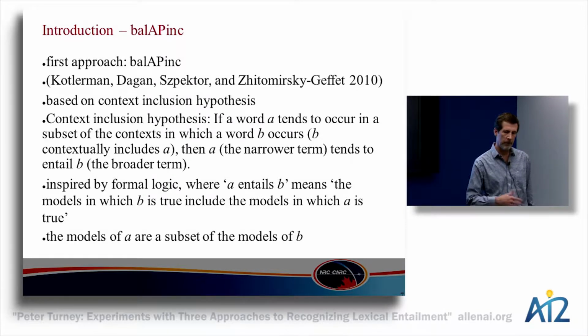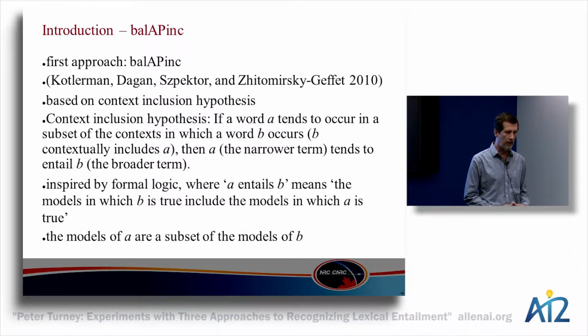So I'm going to talk about three different approaches to deciding whether there's lexical entailment with context vectors. The first is BALAP Inc. This is the oldest approach. This is something that Ido Dagan and his colleagues have been working on for a long time. I'm going to use their 2010 variation of this general approach.